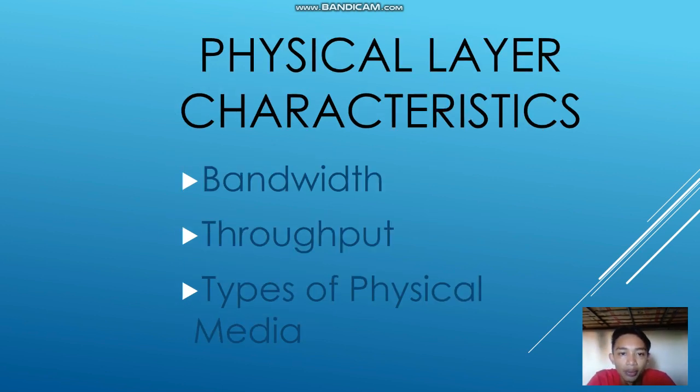So, the bandwidth. Different physical media support the transfer of bits at different rates. Data transfer is usually discussed in terms of bandwidth and throughput. Bandwidth is the capacity of a medium to carry data. Digital bandwidth measures the amount of data that can flow from one place to another in a given amount of time. Bandwidth is typically measured in kilobits per second, megabits per second, or gigabits per second.